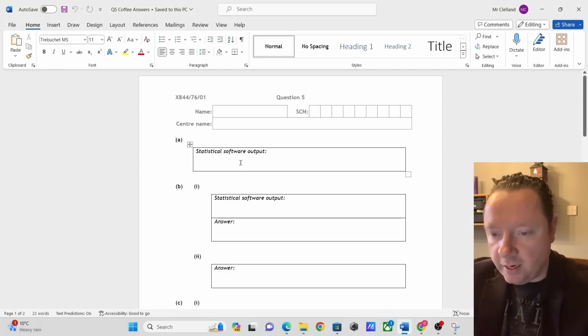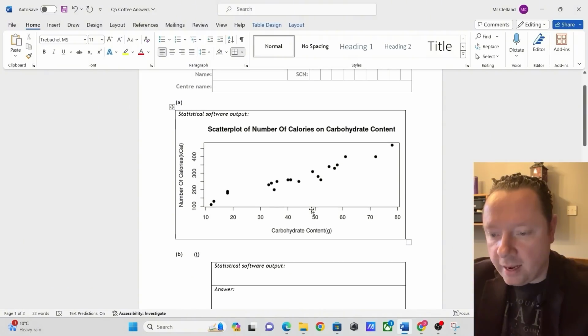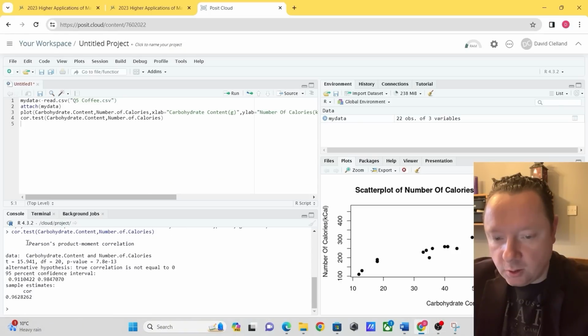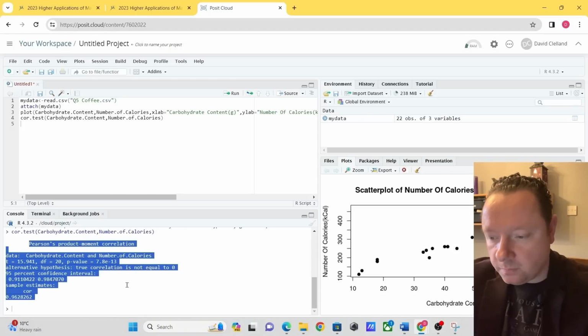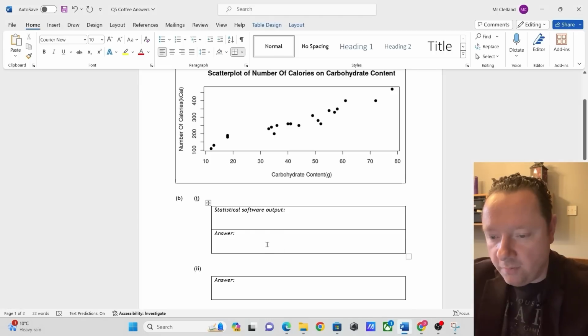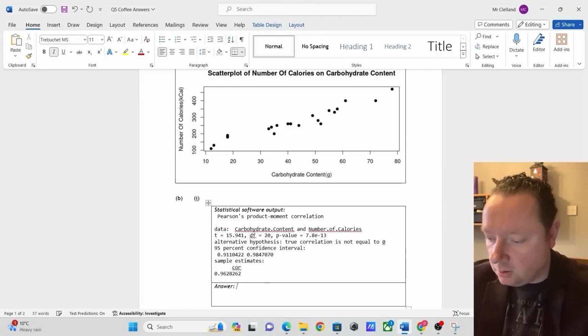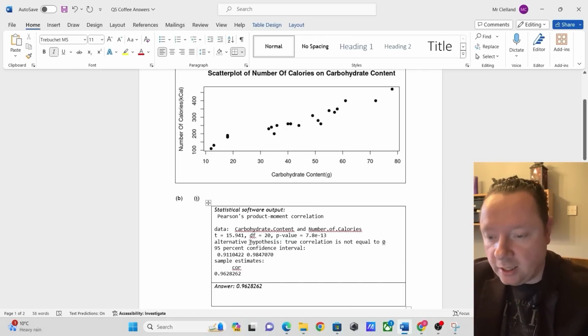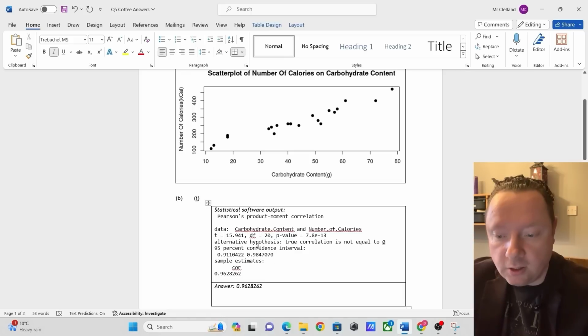Well, there's our answer sheet there. You can just copy your scatter plot, and then part B, your statistical output, that is our Pearson's correlation coefficient. We can put that there. We can write our actual answer, 0.9628262. You actually write the answer. It's checking you understand not to use any of the other values there. It's the correlation coefficient you're looking for.